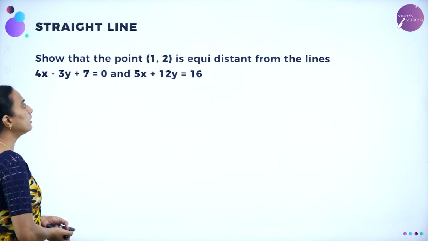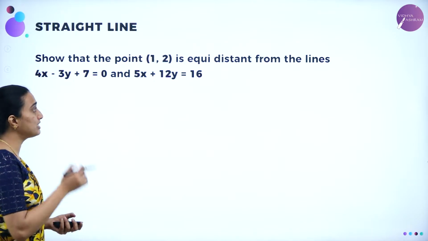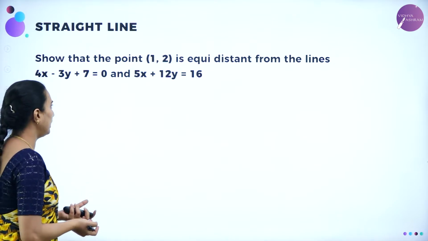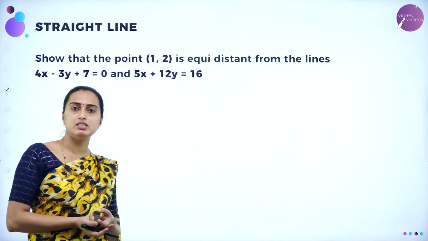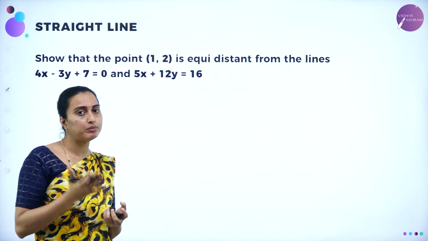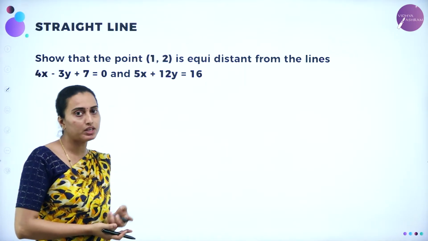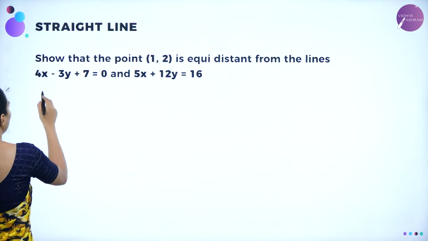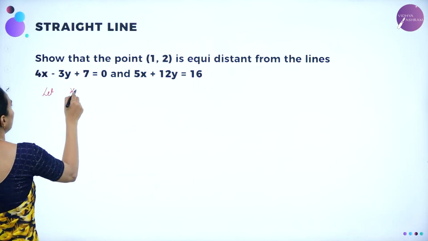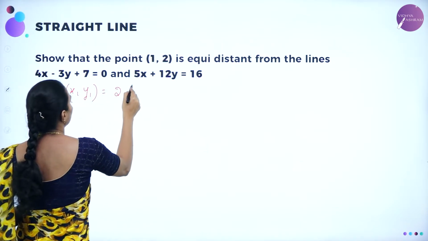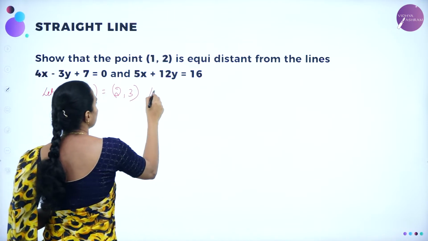What they have given? Show that the point 1, 2 is equidistant from the lines 4x minus 3y plus 7 equal to 0 and 5x plus 12y is equal to 16. Equidistance means you should get the same distance for both the lines from the same point. The point they have given is 1, 2. So therefore, let x1, y1 be equal to 2, 3.